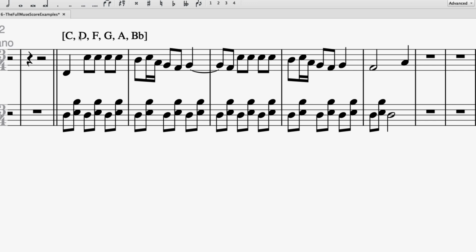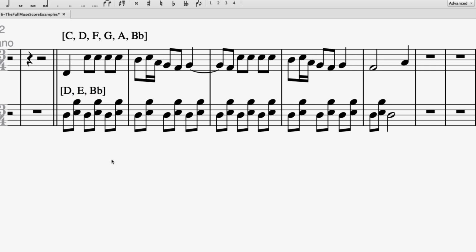Okay. And let's do the same thing with our left hand. A little bit easier because there's only 3 notes. We have D, E, and B flat. D, E, and B flat. That's it, right? Yeah.